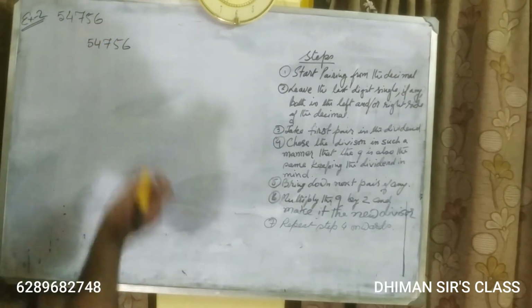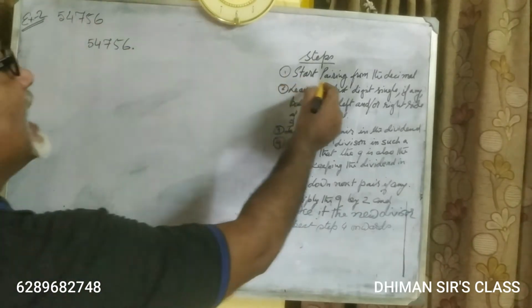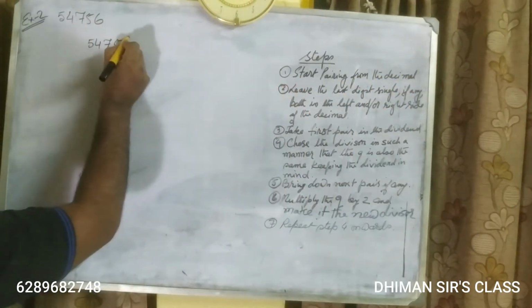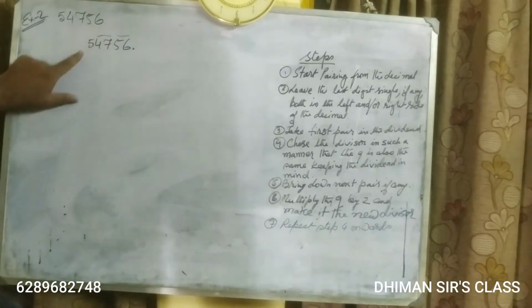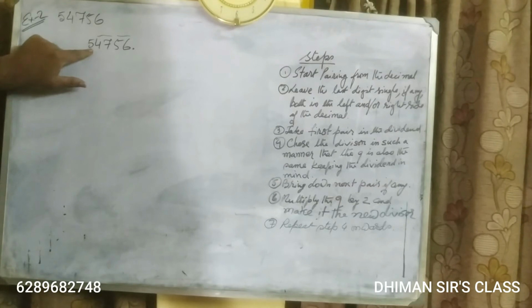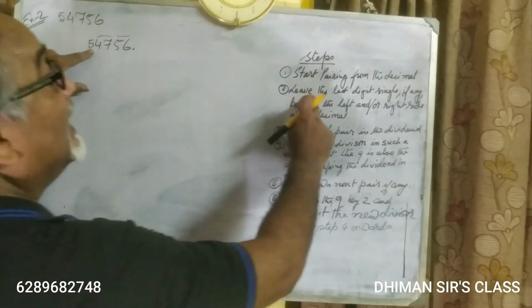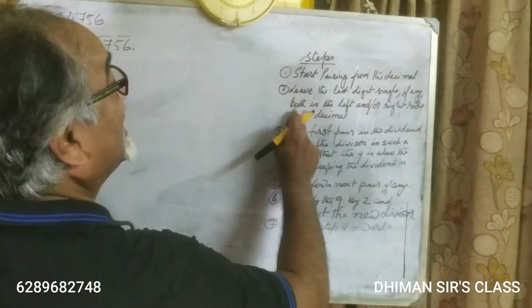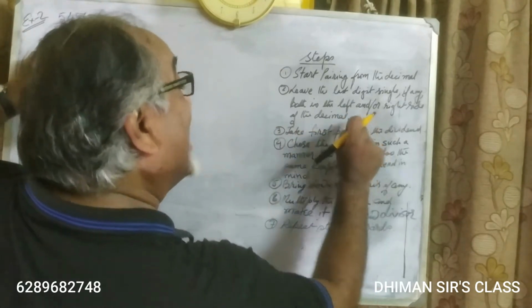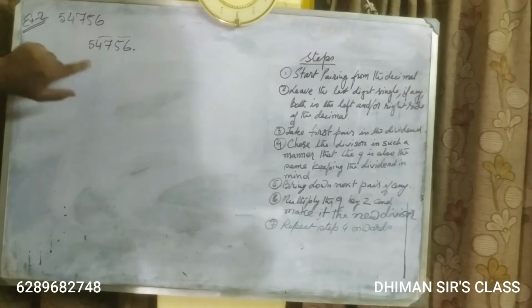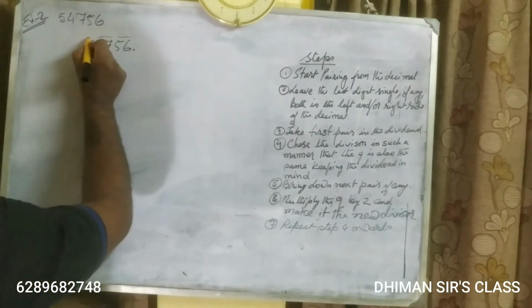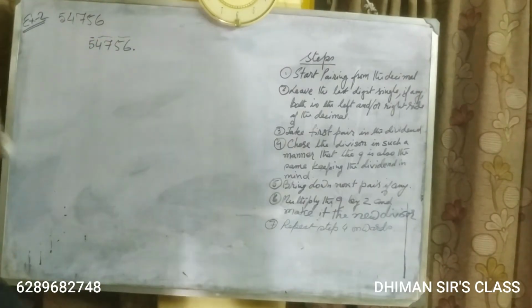Where is the decimal? Here. So, start pairing from the decimal. Okay, see, there is no pair, only a single 5 is remaining. Leave the last digit single, if any, on both the left and right side of the decimal. On the left side, 5 is becoming single. Let it be single as it is.